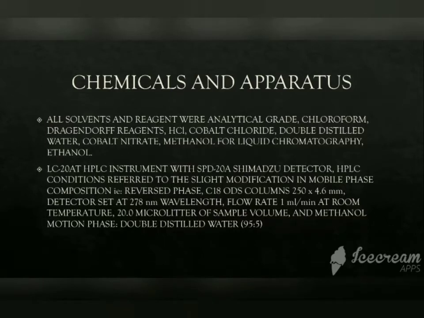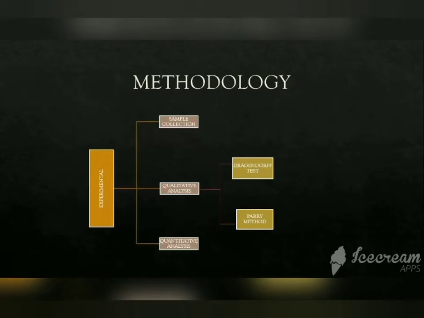HPLC conditions referred to the slight modification in mobile phase composition, for example reverse phase C18 ODS column, detector set at 278 nanometer wavelength, flow rate 1 ml per minute at room temperature, 20 microliter of sample volume, and methanol mobile phase, double distilled water with ratio 95:5. So this is the methodology for this experiment.